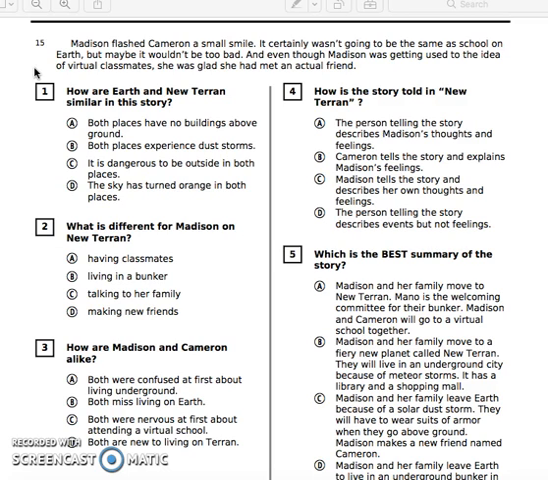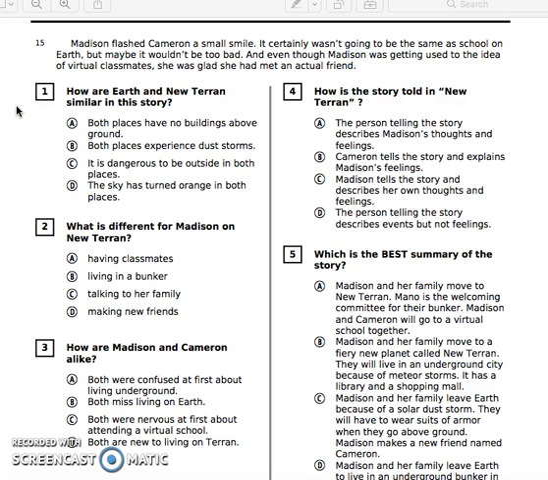I want you to think about the lesson Madison learned from this experience that she had. Underline evidence for the theme, and you can even write it out to the side. Press pause to write down your answer and play when you're ready for the questions.